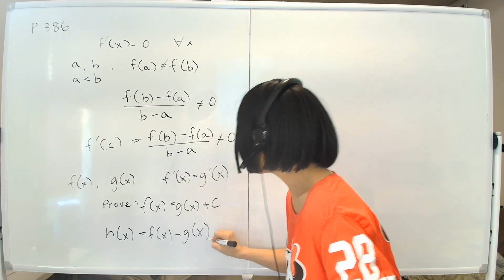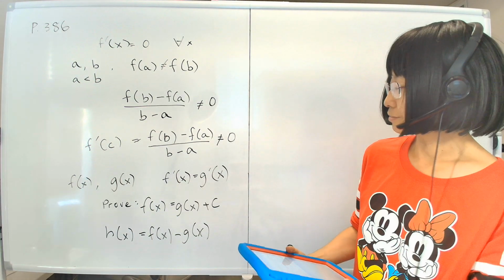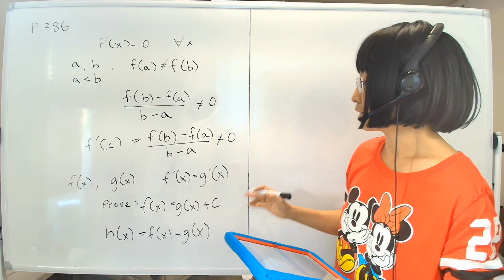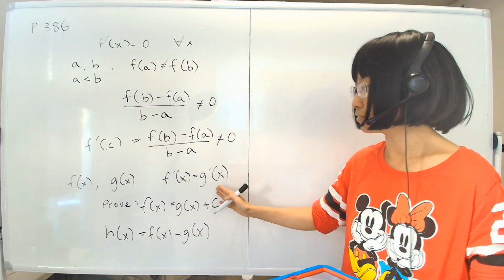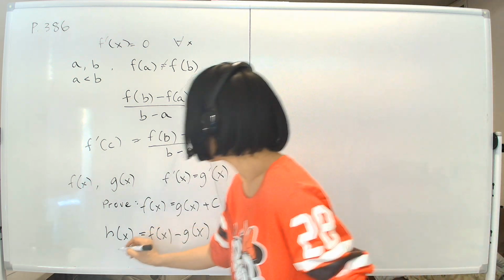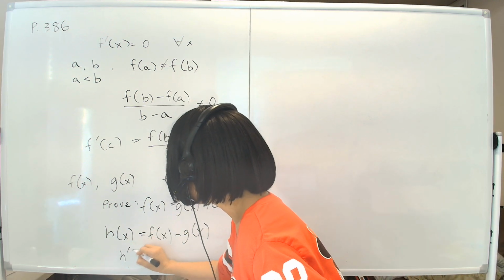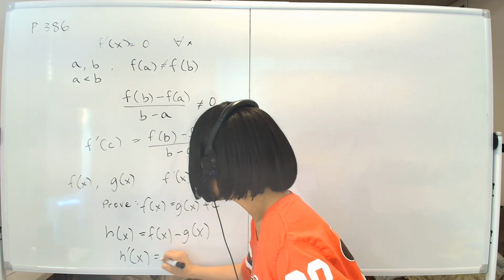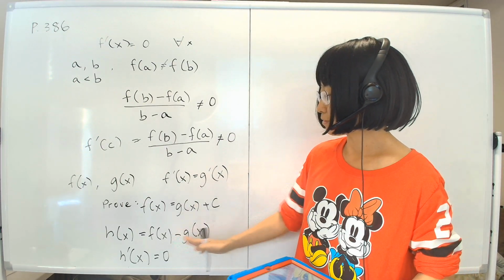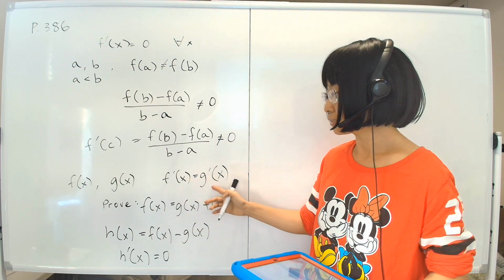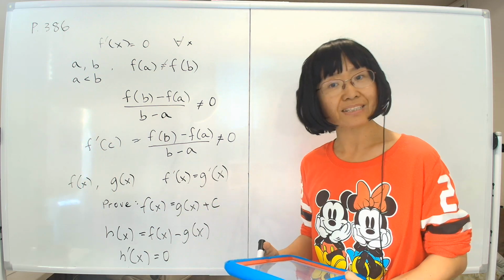So there's your third function, and what are we going to do about it? Now, being that f of x and g of x have the same derivative all the way through, we can show that h prime of x is equal to 0. It equals f prime of x minus g prime of x, which are the same. Therefore, h prime of x is 0.